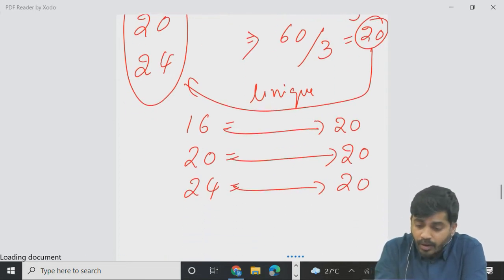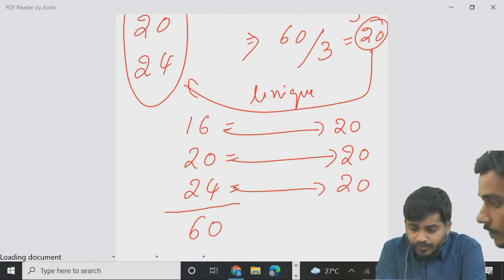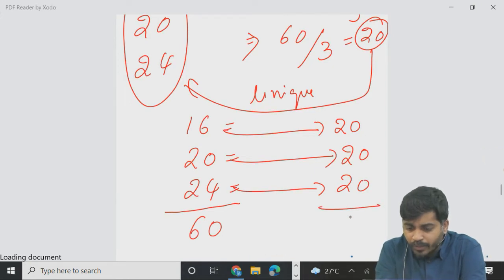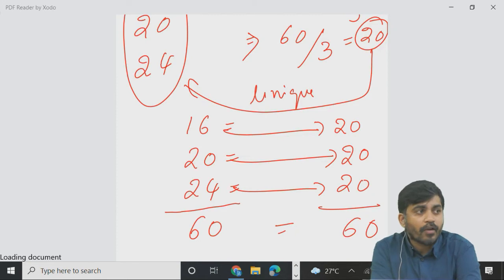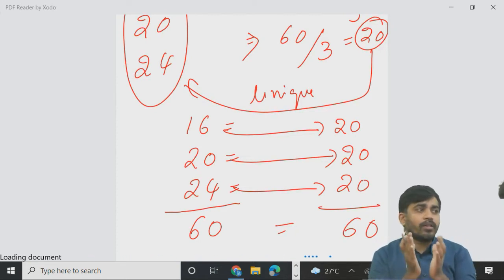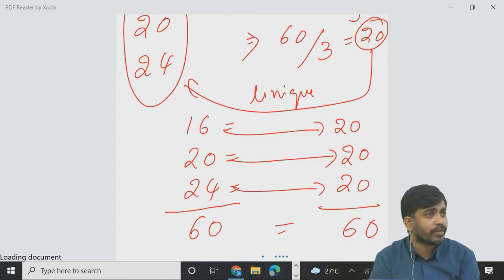Then what happens to the sum? Sum of all these three numbers is 60. Here also 20 plus 20 plus 20, 60. Equal? Sums are equal. Whenever you replace all the numbers by this unique value, still the sum is the same. Clear? This is a very, very important point.